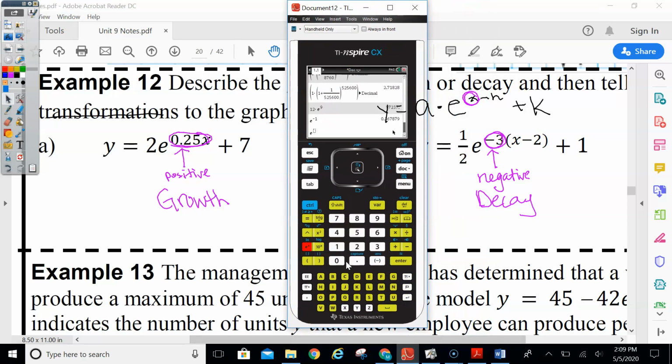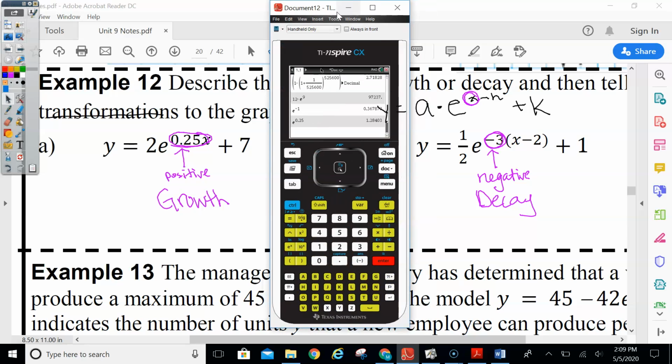So if I do e to the 0.25, I get 1.28. 1.28 is bigger than 1, so it has to be growth. Here, if I do e to the negative 3 for that part, I get 0.049, which is less than 1, which makes it decay. So I'm going to go ahead and write that.